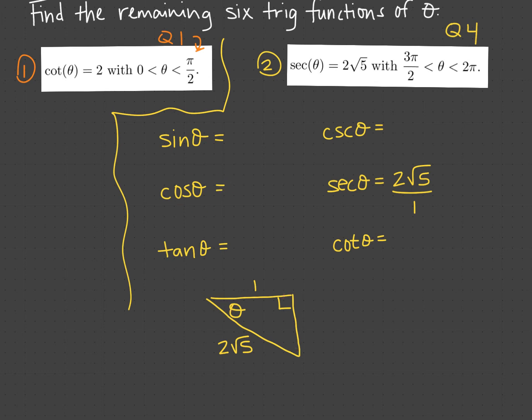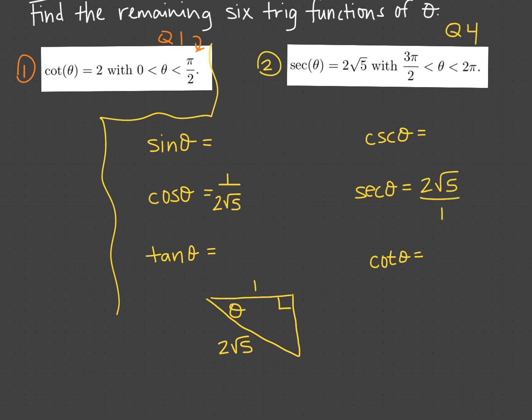The cosine of our angle is adjacent divided by hypotenuse. So we have 1 over 2 root 5. In order to simplify that, we can rationalize it by multiplying the numerator and denominator by root 5. When we do that, we'll have root 5 over 2 times 5, which is 10. So our cosine is root 5 over 10.